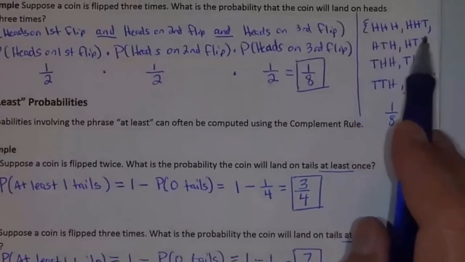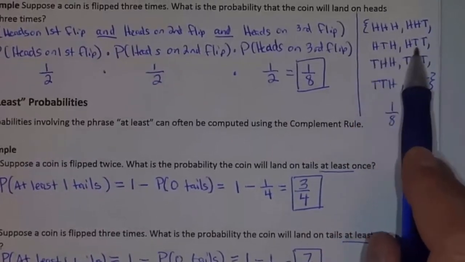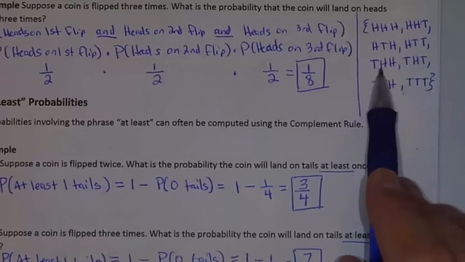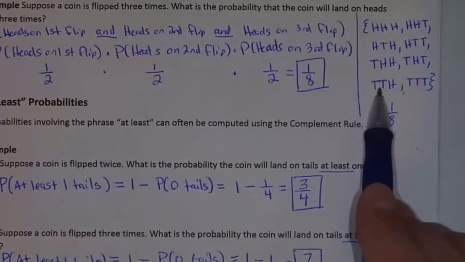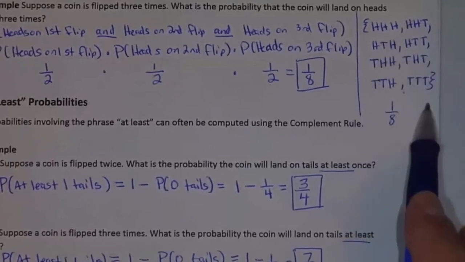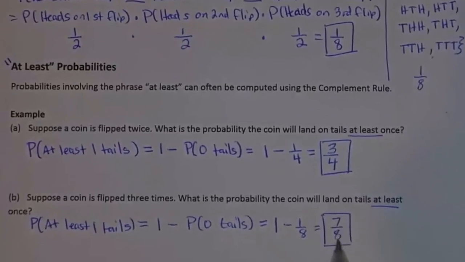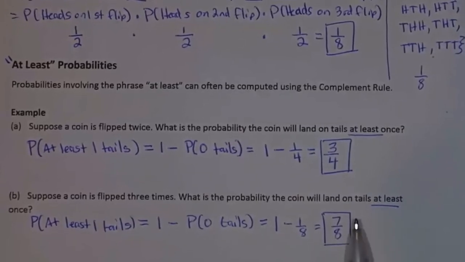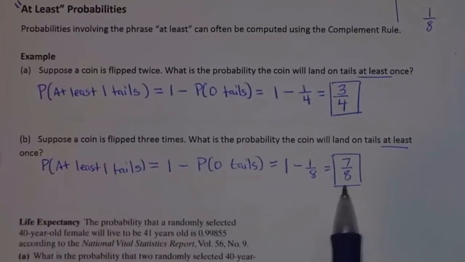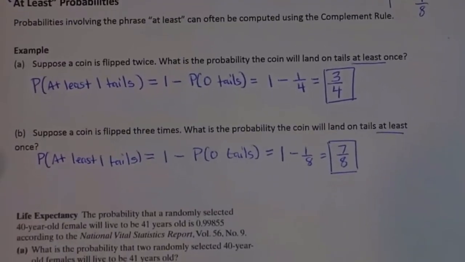Again, we could have also figured that out here because there's at least one tails in each of these seven outcomes. So there are 7 ways of getting at least one tails. So 7 out of 8 would be the probability. Again, the complement rule here for this "at least" probability allows me to figure this out without having to list the sample space. That's the benefit.